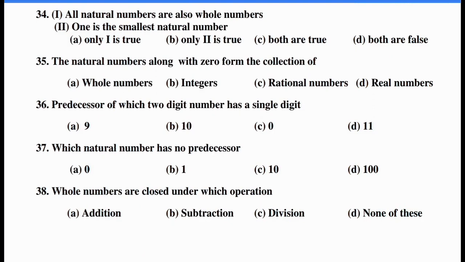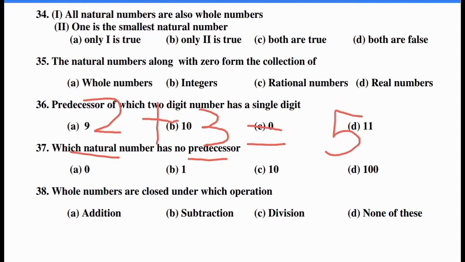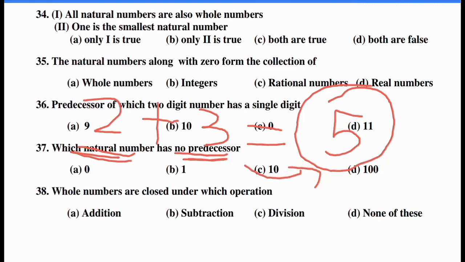Question number 38. Whole numbers are closed under which operation? Addition, subtraction, division, or none of this? So first we check for addition. Here I am taking two whole numbers and I check whether I am getting a whole number as answer or not. This is called closure property. If you add two whole numbers, then answer is also a whole number. So addition is closed under this operation, right? So we can say that whole numbers are closed under addition.